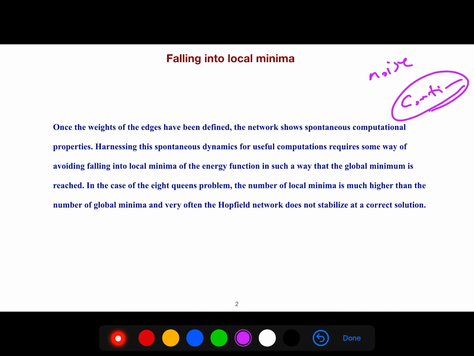And very often, the Hopfield network does not stabilize at a correct solution. So it is stabilized at something, for example, this is the correct solution, but it is stabilized at this point, at this point, different memories.